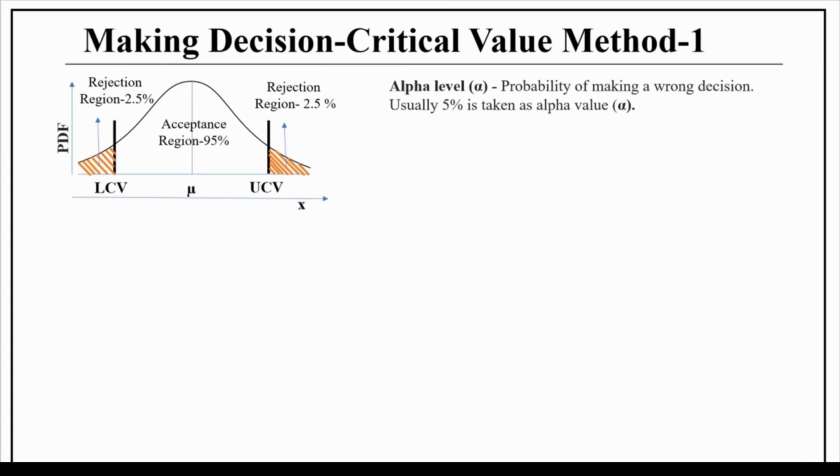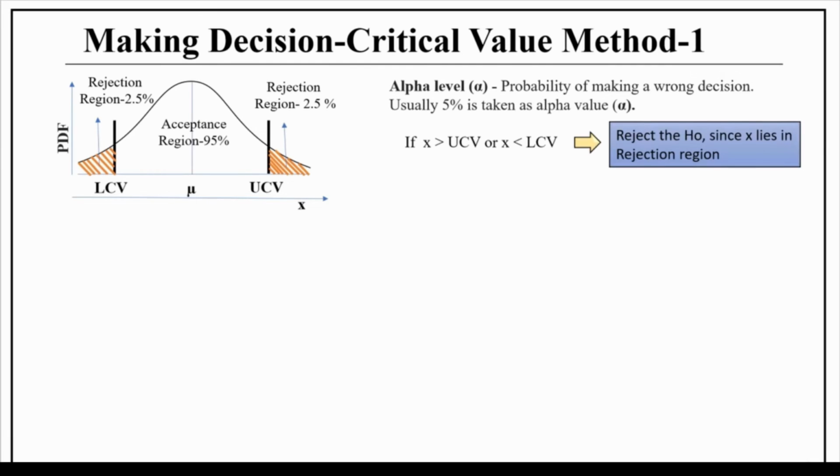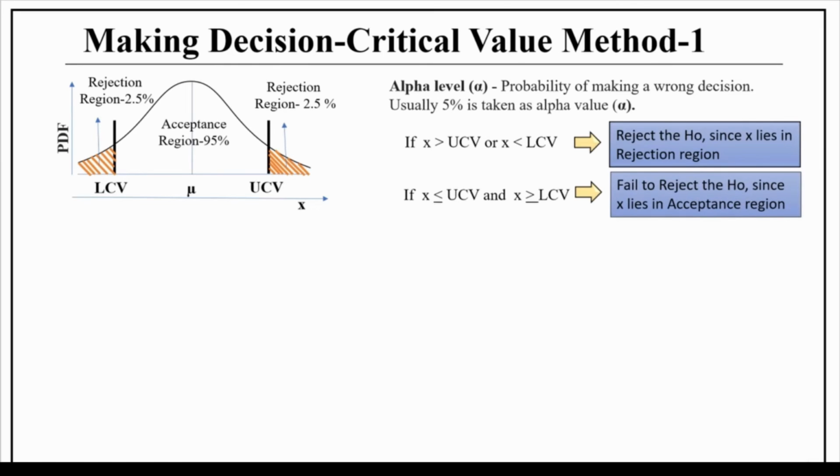Now we can generalize the decision rule for rejecting or failing to reject the null hypothesis. The first one is, if x, which is the test statistic, is greater than UCV or x is less than LCV, then reject the null hypothesis, since x lies in a rejection region. The second one is, if x is less than or equal to UCV and x is greater than or equal to LCV, then we fail to reject the null hypothesis, since x lies in the acceptance region.